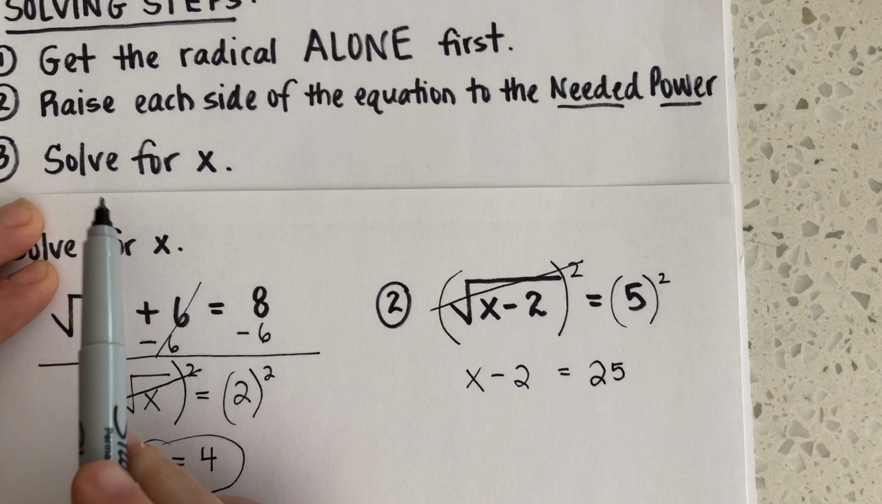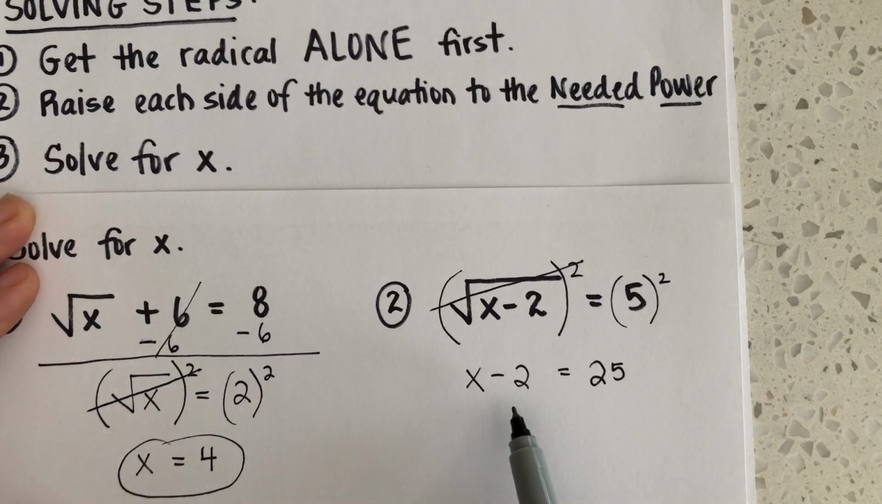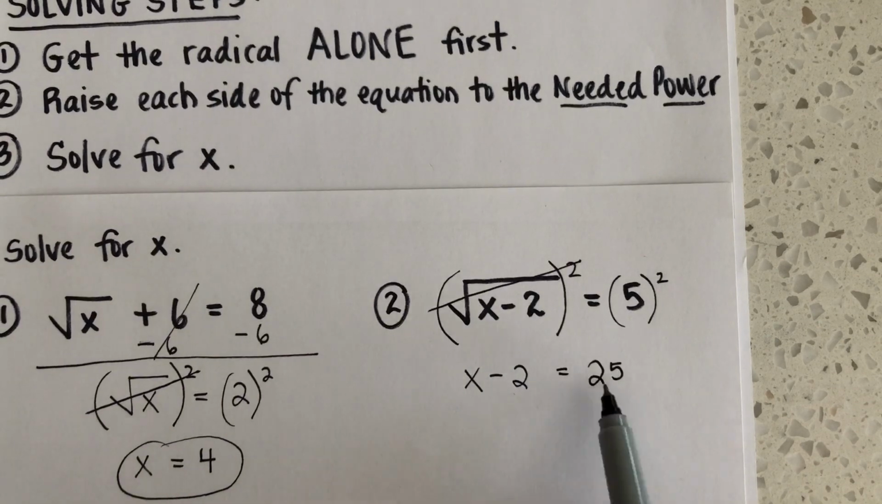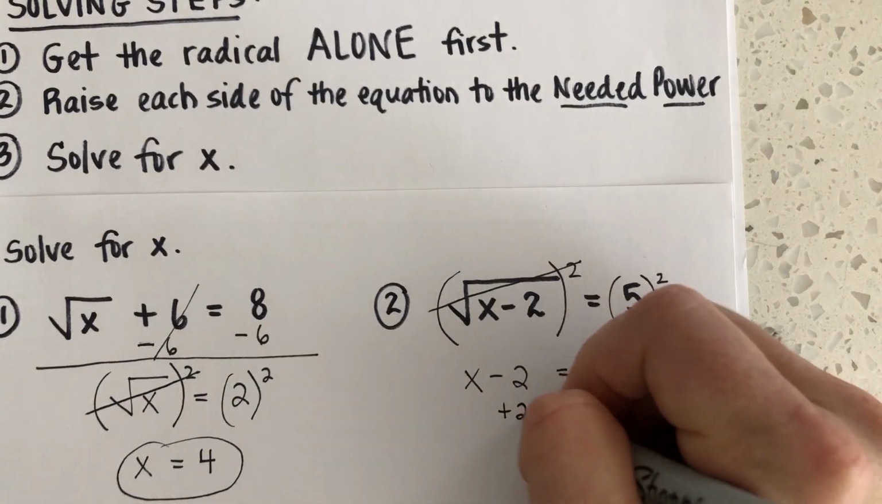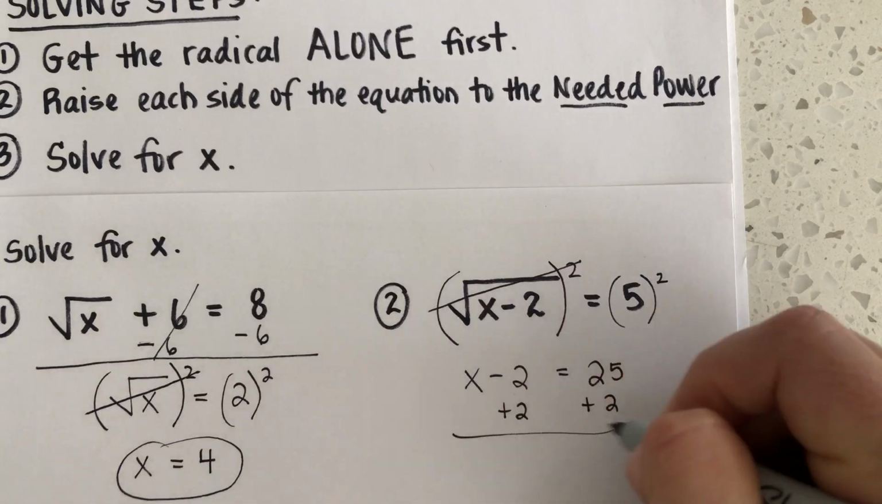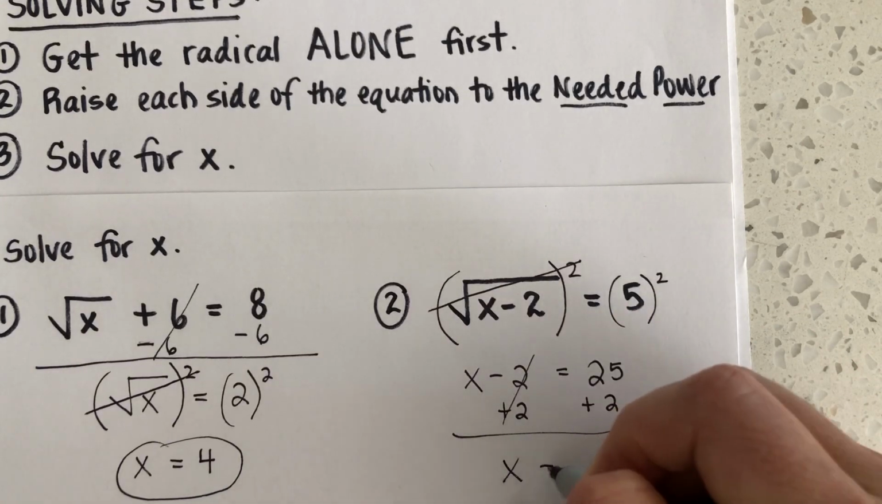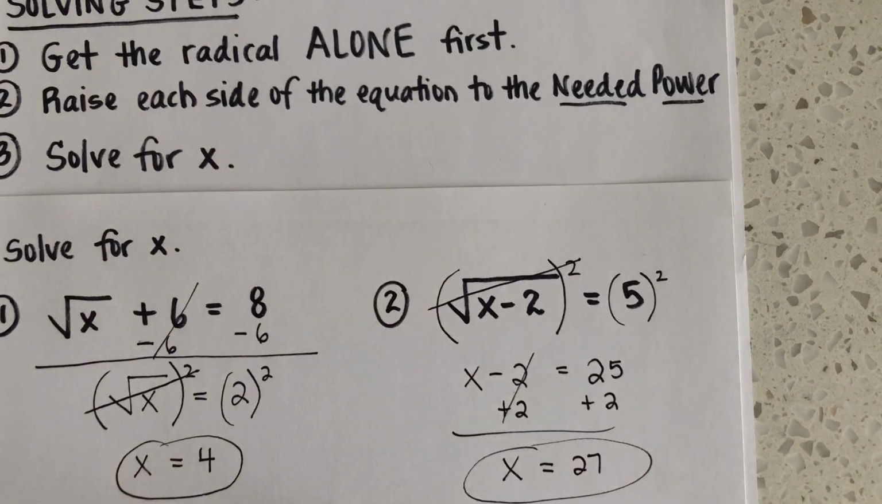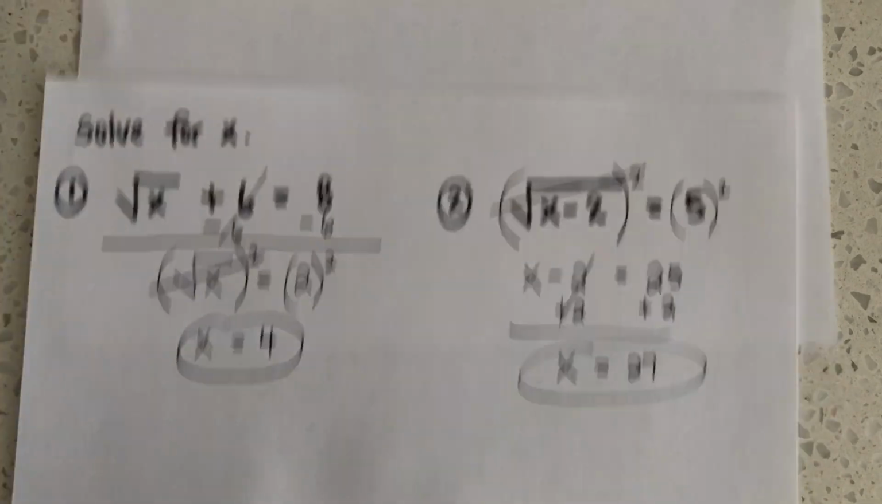All right, and then the last step says solve for x. So x isn't alone right now. Now I can physically start getting x by itself. So now I'm going to add 2 away. And in order to make this equation true, x is going to have to be 27. And you're done. Okay? All right, let's try another one.